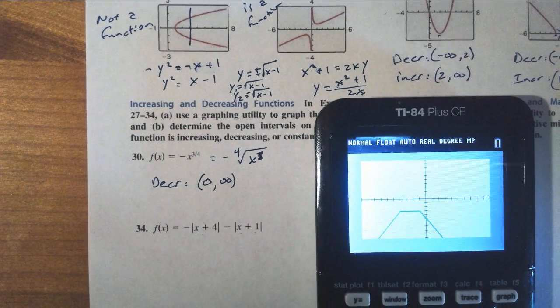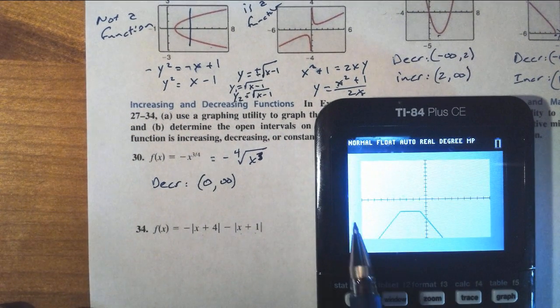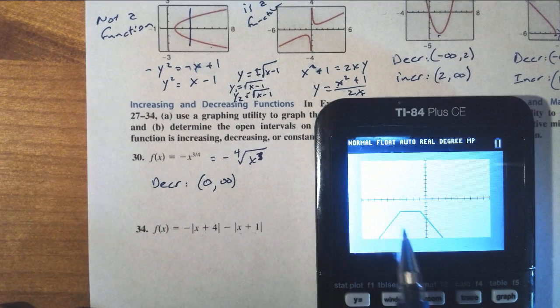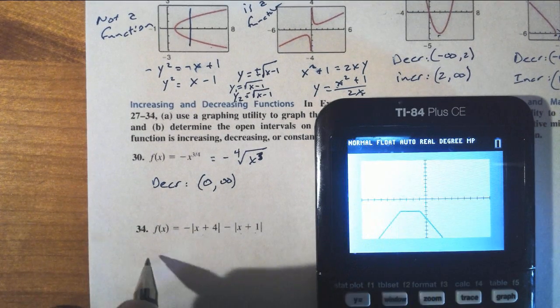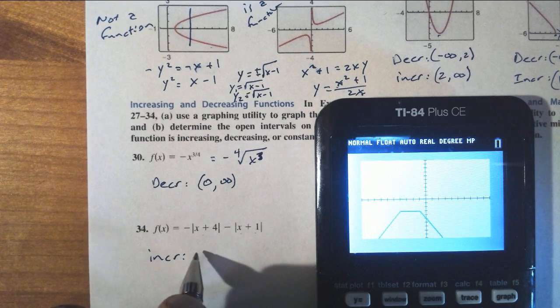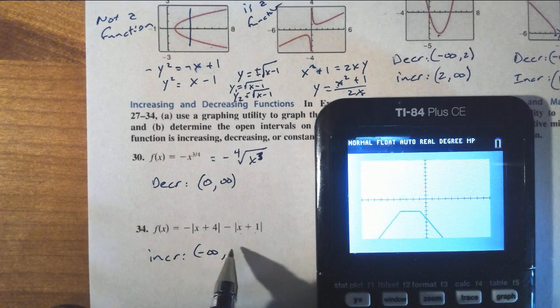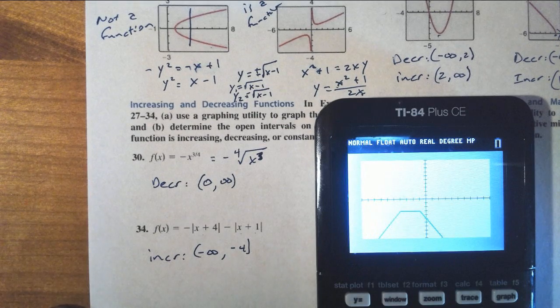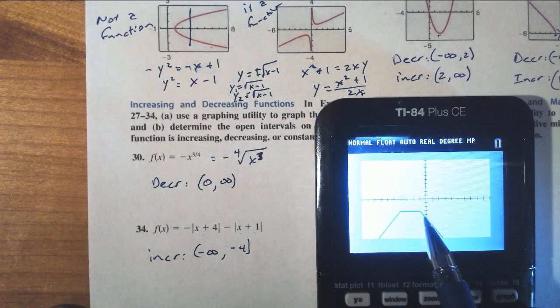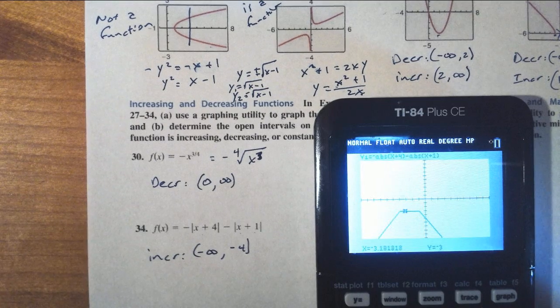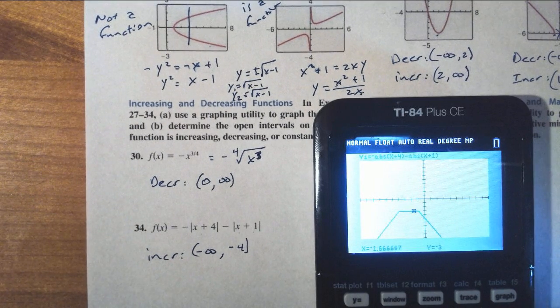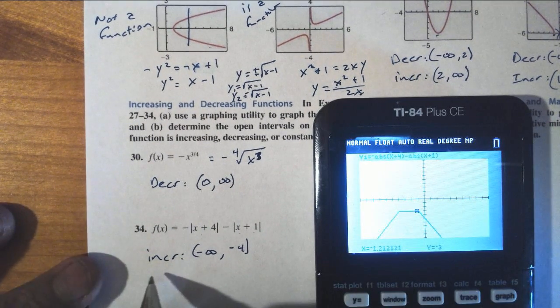So our graph is increasing as we scan across x from negative infinity, not up to negative 3, but negative infinity over to negative 4. So we're increasing negative infinity to negative 4. And then we appear to be constant from negative 4. Let's see if that's true. I'm going to go trace. I'm going to put in negative 4. And I'm just going to start bumping this over. And you see the y value is not changing.